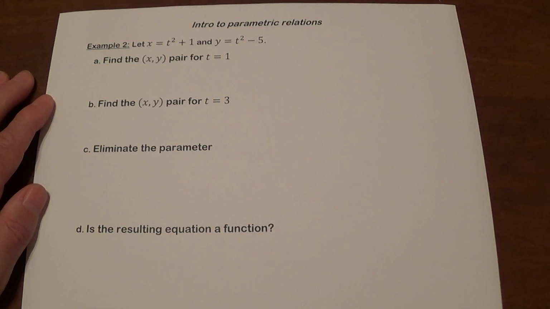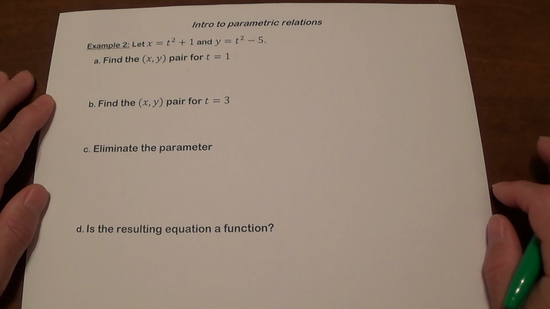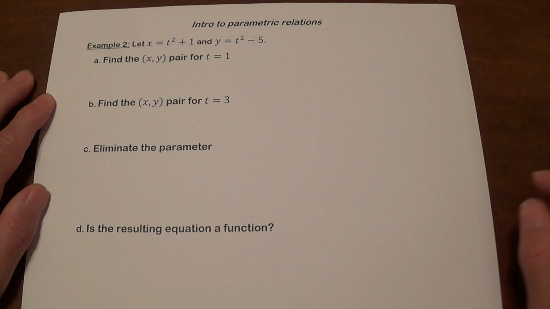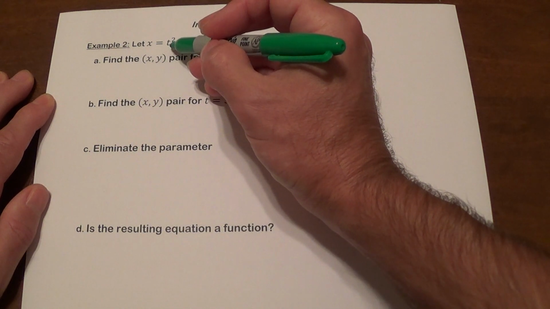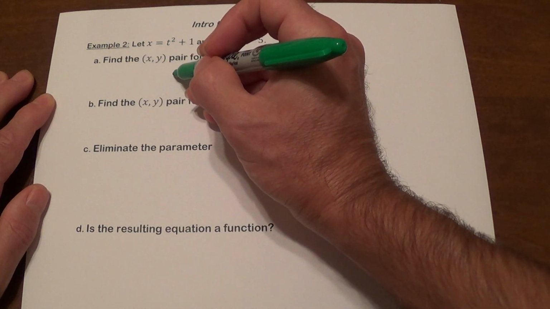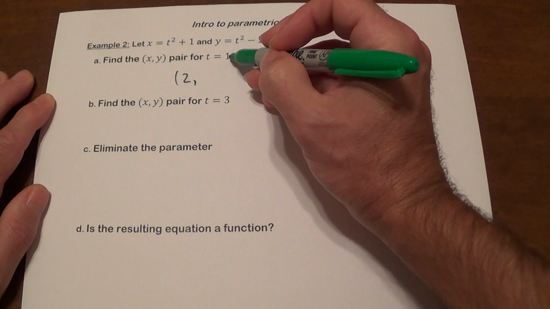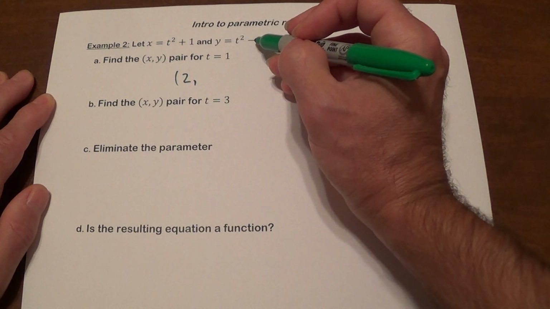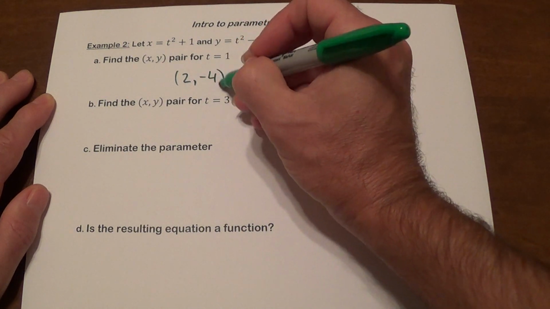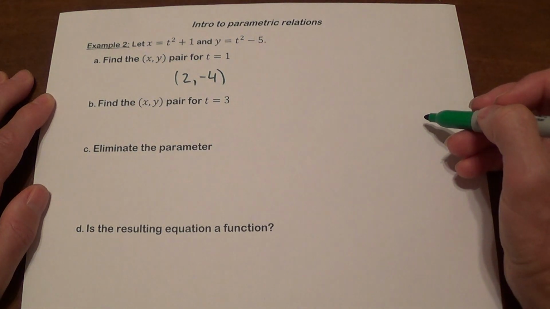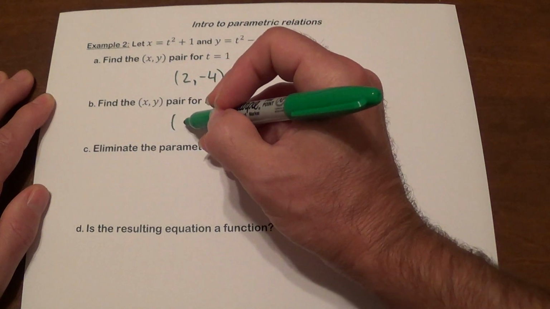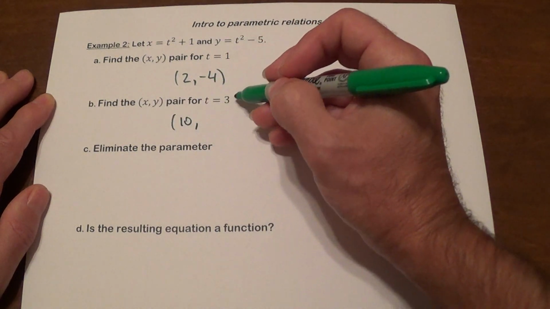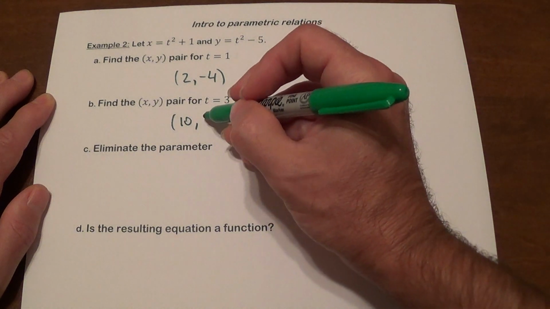Next example: x equals t squared plus 1 and y equals t squared minus 5. We have the same set of questions. Find one point, so we use t equals 1. 1 squared plus 1 will give us 2, and 1 squared minus 5 gives us negative 4. When t is 3, 3 squared plus 1 will give you 10, and 3 squared minus 5 will give you 4.